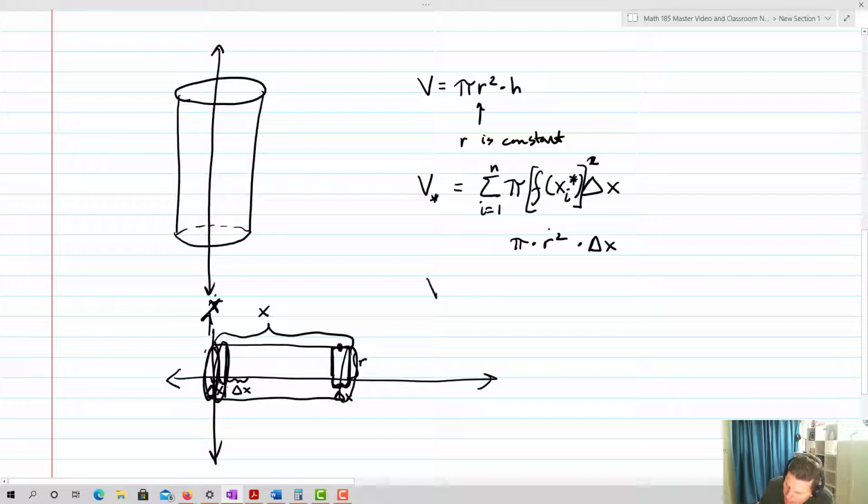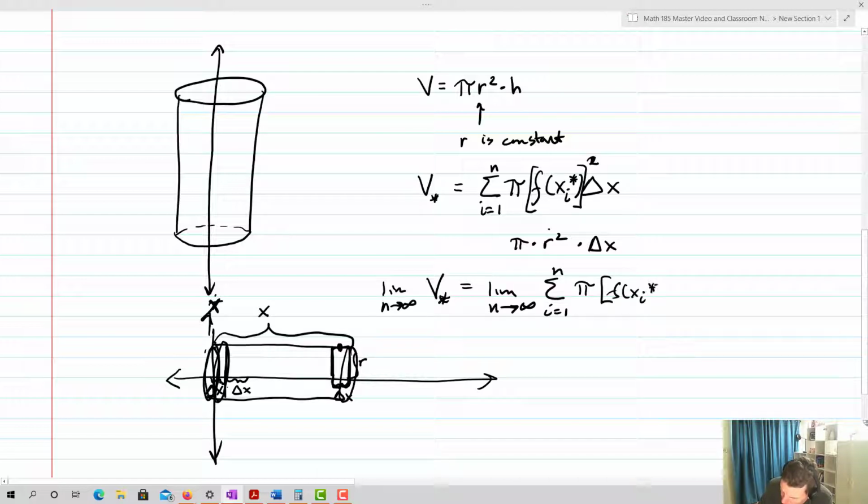Now, I'm going to find V. I'm going to take the limit as n approaches infinity of V star. And that'll equal the limit as n approaches infinity of the sum i equals 1 up to n of pi times f of xi star squared times delta x. So basically, this is my area, and we sometimes call this A of xi star. Then we multiply that by each delta x. And so that's an equivalent way of writing this particular formula.